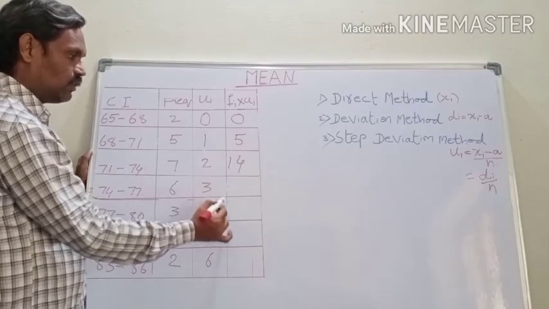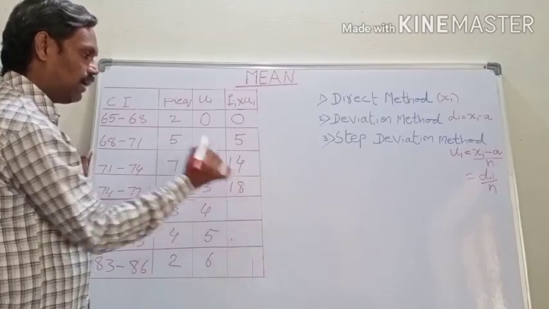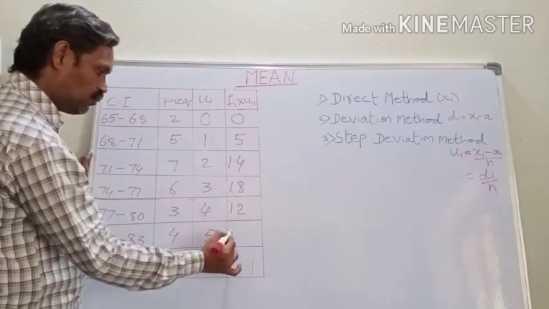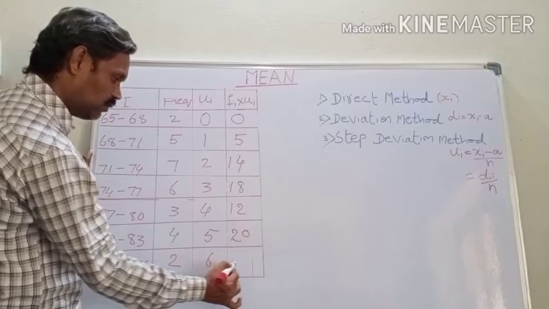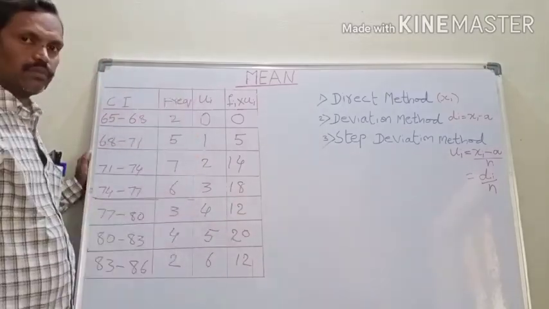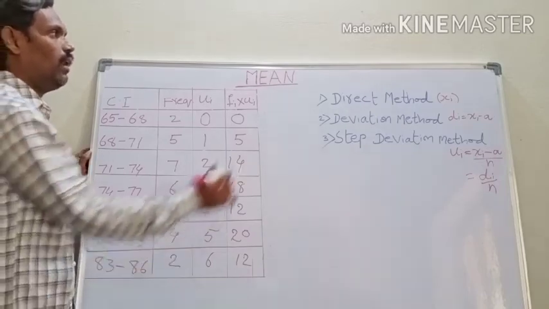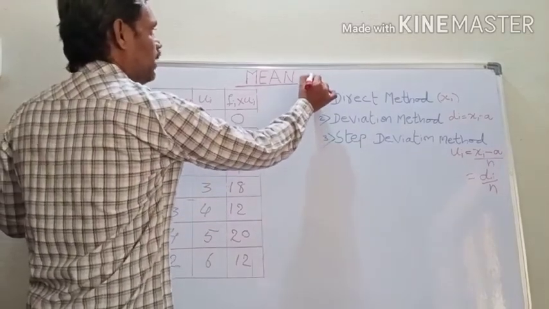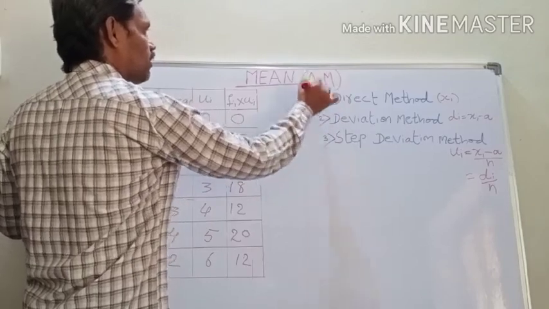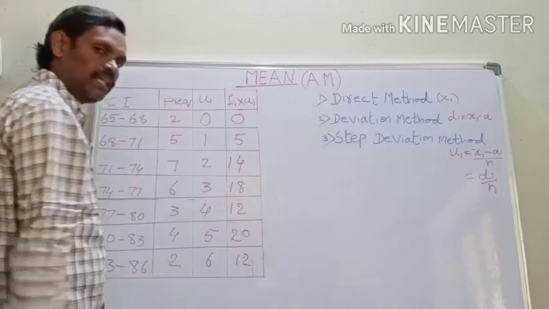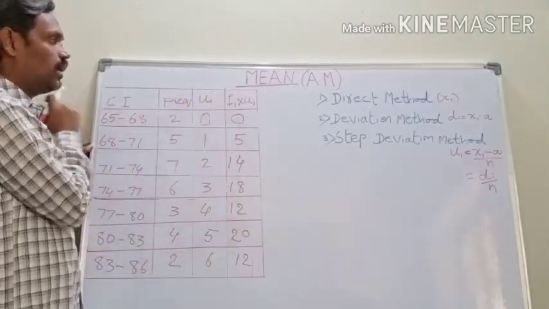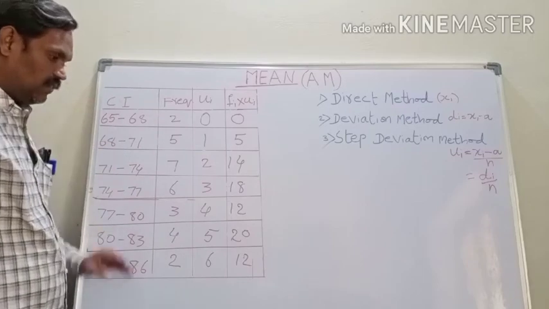Then 6 into 3 is nothing but 18. Then 3 into 4 is nothing but 12. 4 into 5, 20. 2 into 6, 12. So that's finished the table. It's very simple. So in general, mean is abbreviated in 2 letters, AM. For the technique, in AM we have 2 letters only. So that's why we are adding 2 more columns to the given problem. Okay, that's finished the table.